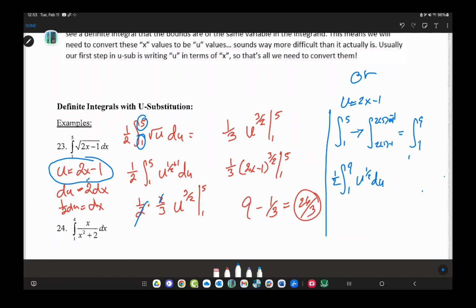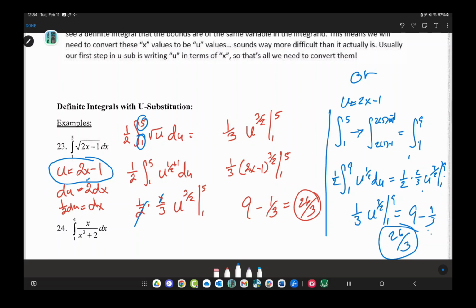So the idea is to just run your bounds through your function so you don't have to plug your function back in. So we get 1/2 times 2/3 of u to the 3 halves from 1 to 9, which gives me 1/3 u to the 3 halves from 1 to 9, and then plug them in. Plug in 9, I get 27, that's 9, minus plug in 1, I get 1/3. We still get 26 over 3.